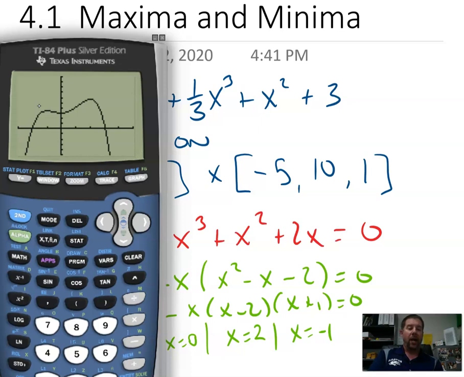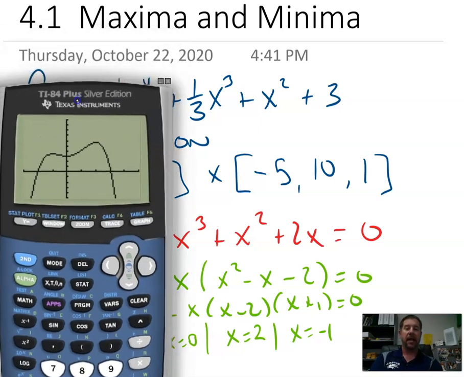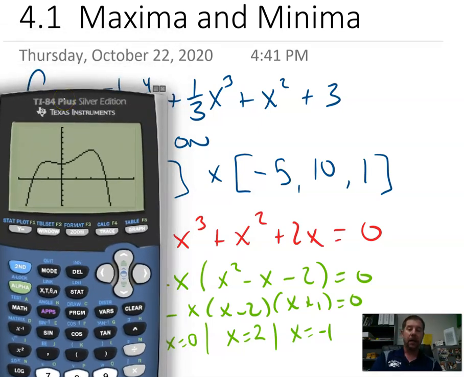If I wanted the y coordinates to find out actually what the min and max were, remember, mins and maxes are the y coordinates, right, of where things are happening. The x coordinates are just where it's happening. I could go plug these coordinates back into our original equation.